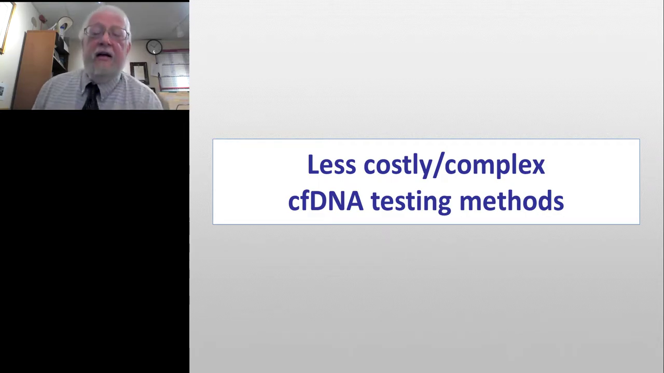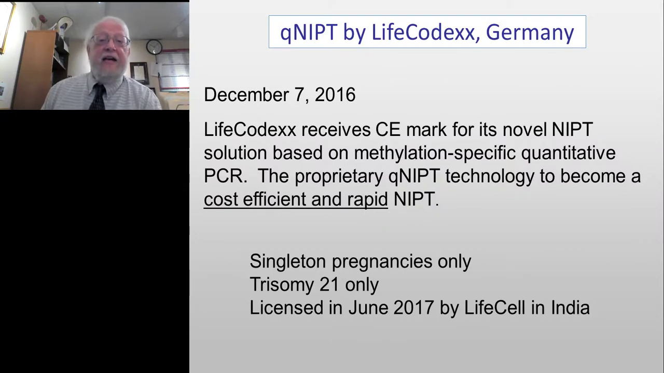Well, there's 2 groups that are active in that area right now. One is a group in Germany, LifeCodexx. They have a test called QNIPT. This is right out of, I don't know, GenomeWeb or something. LifeCodexx got a CE mark for this, a pure methylation-based test. And it says it's going to be cost efficient and rapid. Now, I don't have that much information about how cost efficient and how rapid, but I think they were targeting this test costing under $100 and being able to be done in a day.